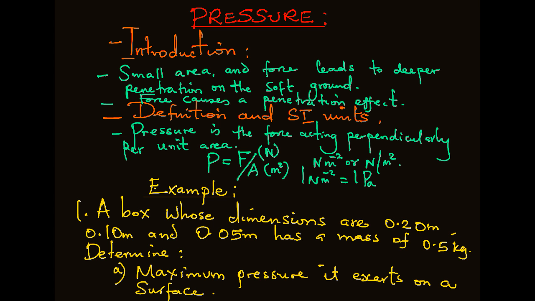We also have other subunits like centimeters of mercury or millimeters of mercury, which are also commonly used. We also have 1 atmosphere as a unit of pressure.